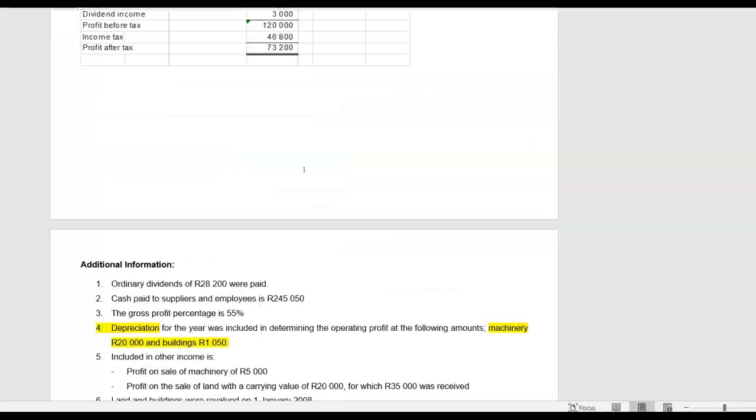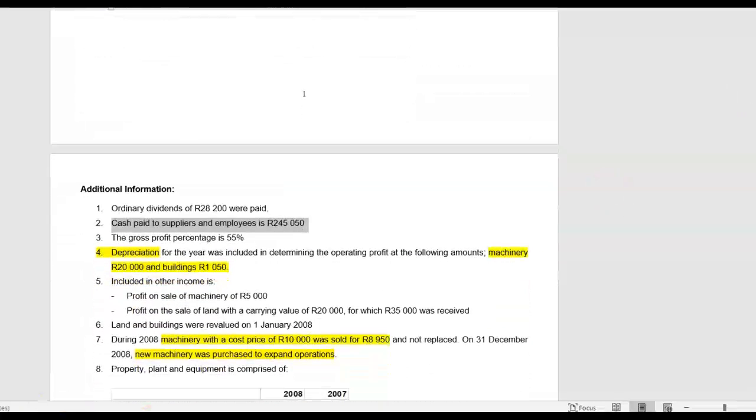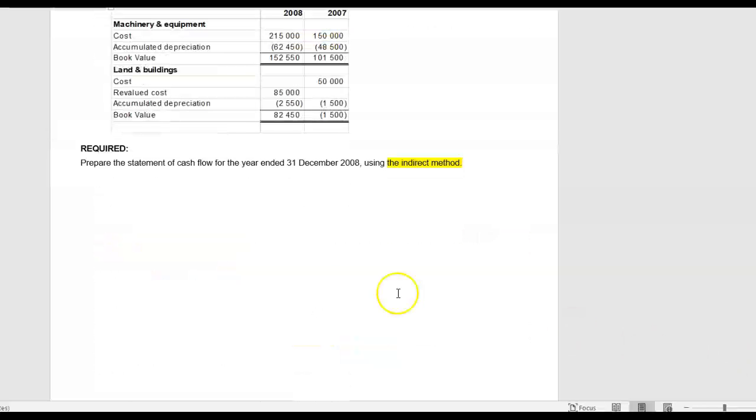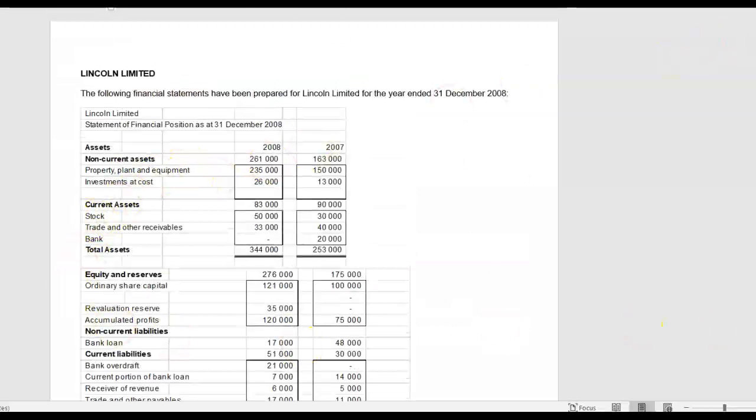Now they give you a lot of information here that actually relates to the direct method. Cash paid to suppliers and employees. Well, you can use that to check whether you're right, but it's not necessary because it is the indirect method that they ask. They give you the gross profit percentage. I'm going to need that if I want to work out sales, but I'm only going to work out sales or revenue when I work with the direct method. So that is also not needed in this question. So where does the indirect method start? The indirect method starts with my profit before tax, and I have that figure in my income statement. Yeah, profit before tax, 120,000 rand.